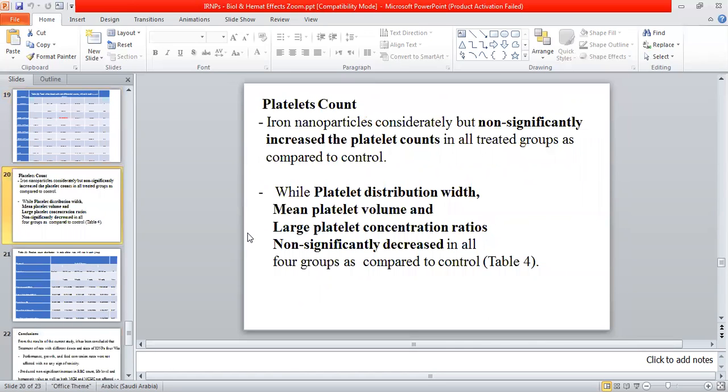With respect to the platelets, they were non-significantly increased in number in all treated groups as compared to the control. Whereas the platelet distribution width, mean platelet volume, and large platelet concentration ratio all showed a non-significant decrease in their values as compared with the control group.